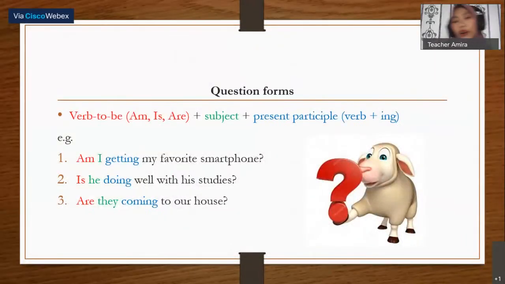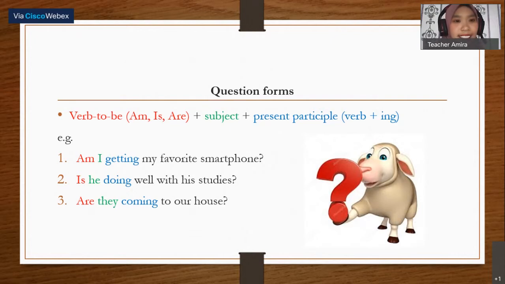Okay, now the question forms. For question forms, we're not going to use the auxiliary verb do or does, like simple present tense. We're just going to use our verb to be, which are am, is, are. And then subject, and then present participle, which is verb plus ing. Okay, the first one is, am I getting my favorite smartphone?